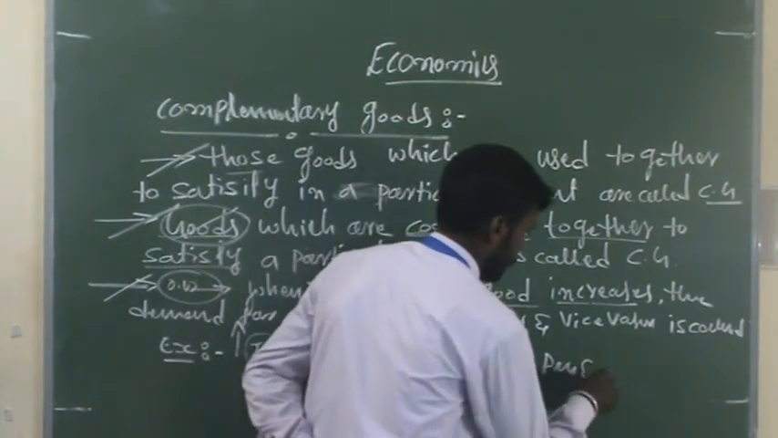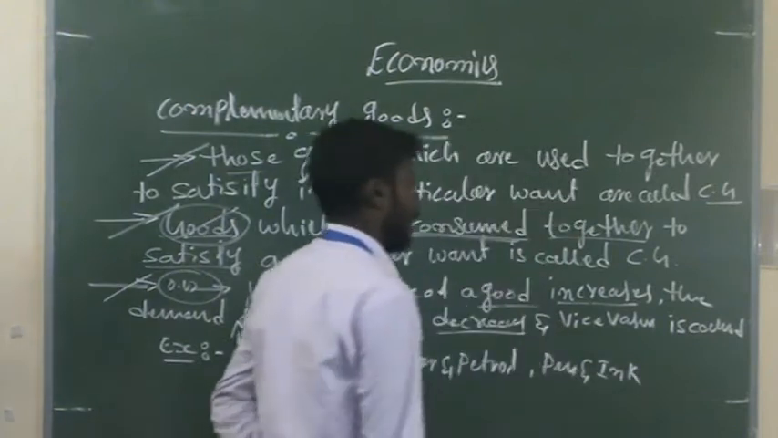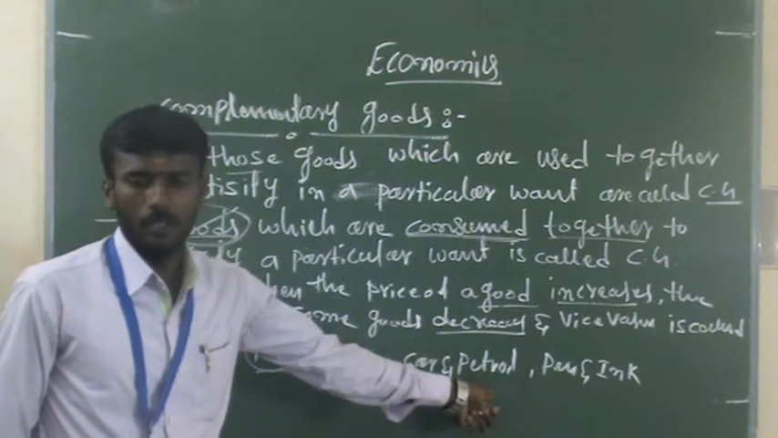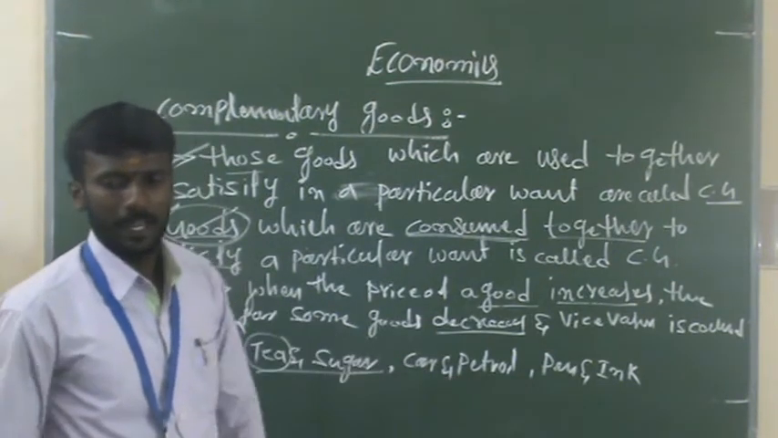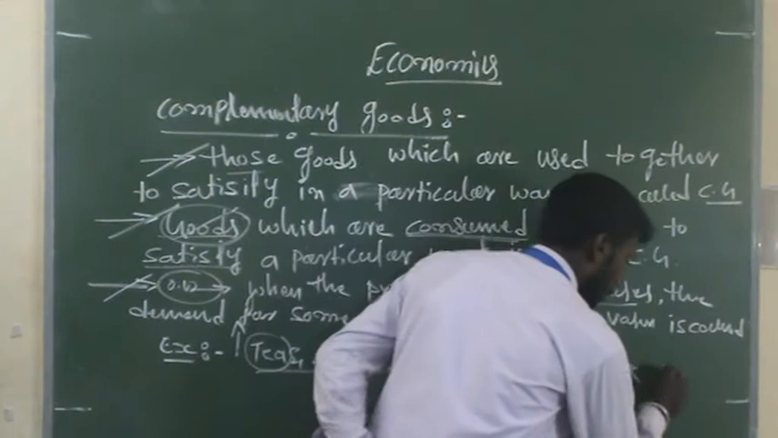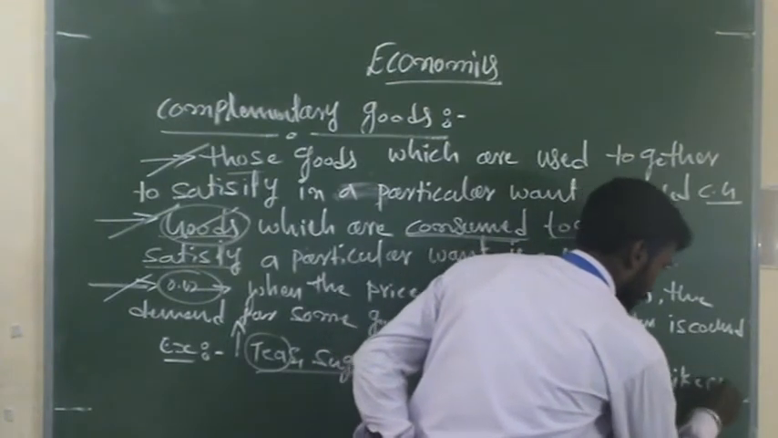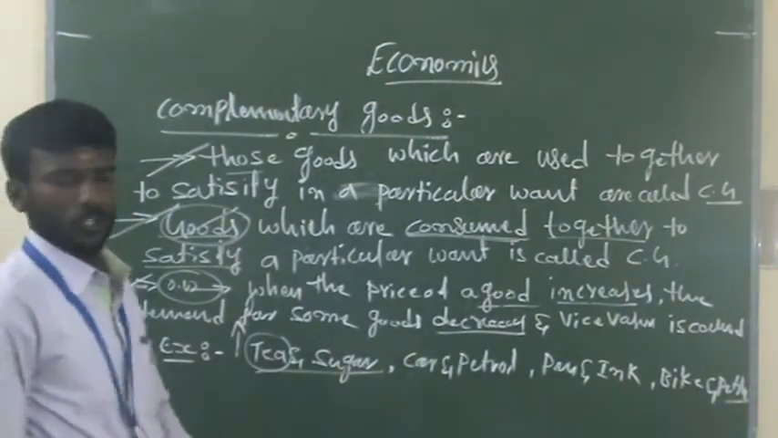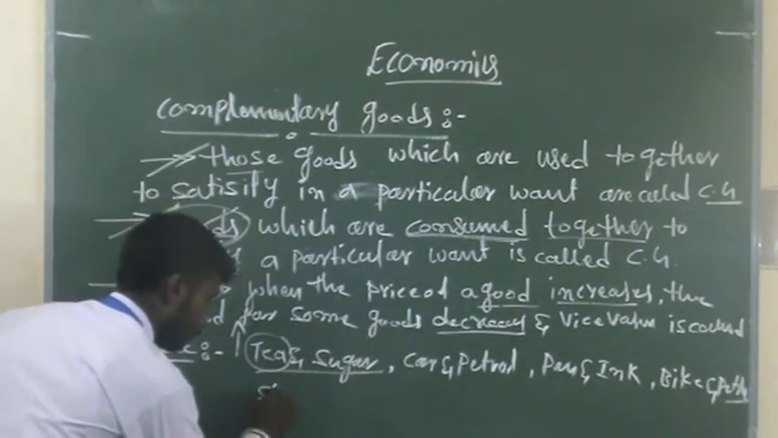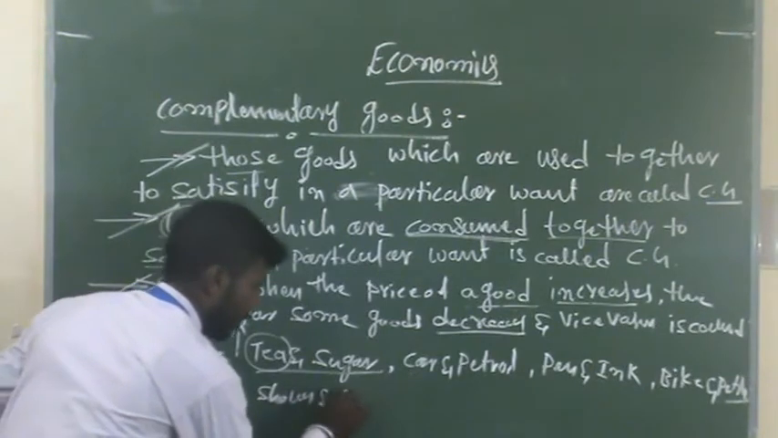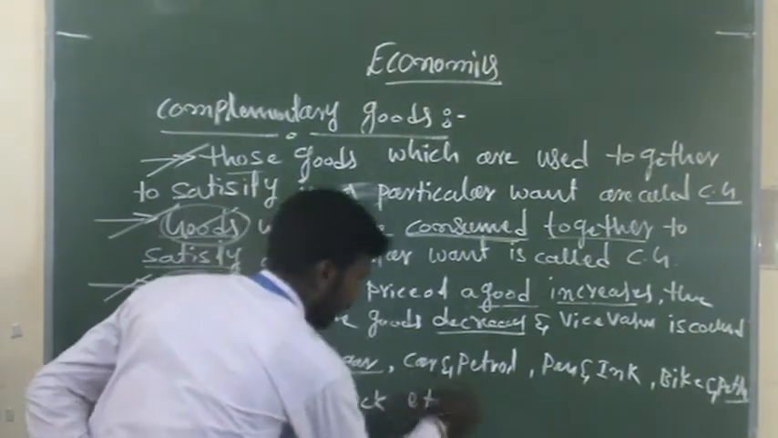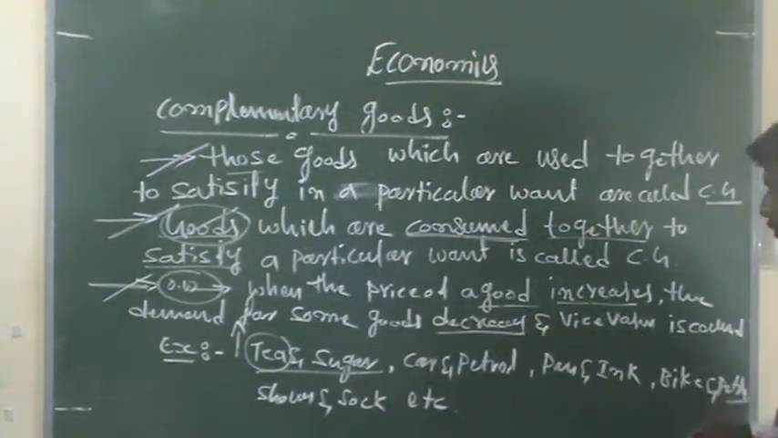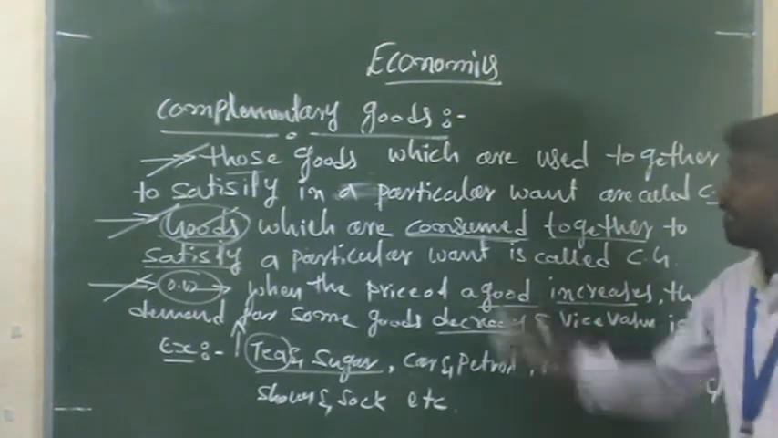Pen and ink, the tea and sugar, car and petrol. Then after that here the pen and ink, bike and petrol, and finally shoes and socks. Shoes and socks, etc. These are all some of the examples of complementary goods.